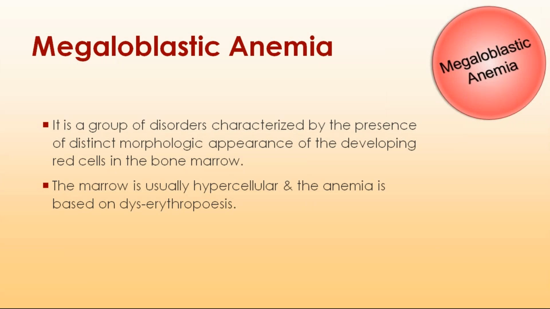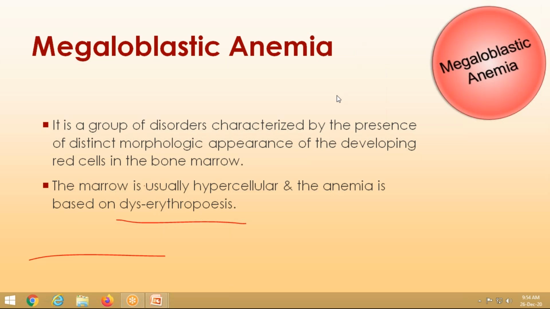Now we come to the other type of nutritional anemia, the megaloblastic anemia. So what is megaloblastic anemia? It is a group of disorders characterized by the presence of distinct morphological features of the developing red cells in the bone marrow. The bone marrow is hypercellular, and the anemia is due to ineffective erythropoiesis. What happens here is that DNA formation is affected. That's why RBCs are not able to develop properly. So the typical megaloblasts are a type of macrocyte with distinctive features. We'll come to what they are.